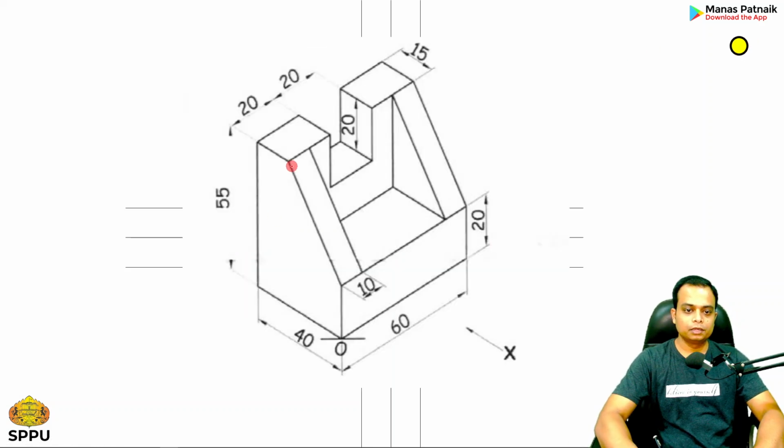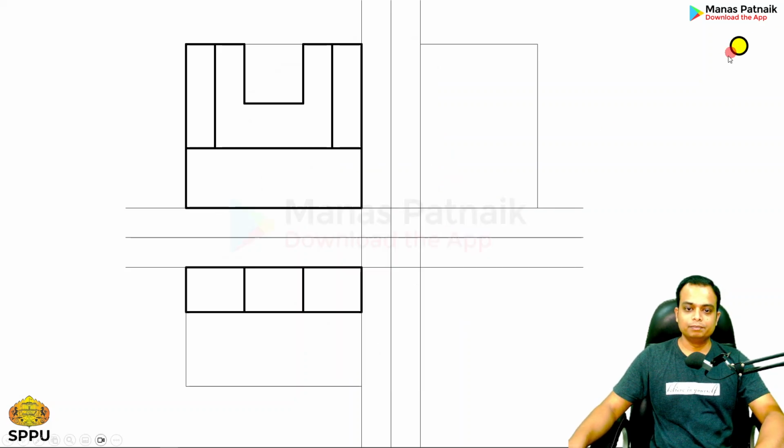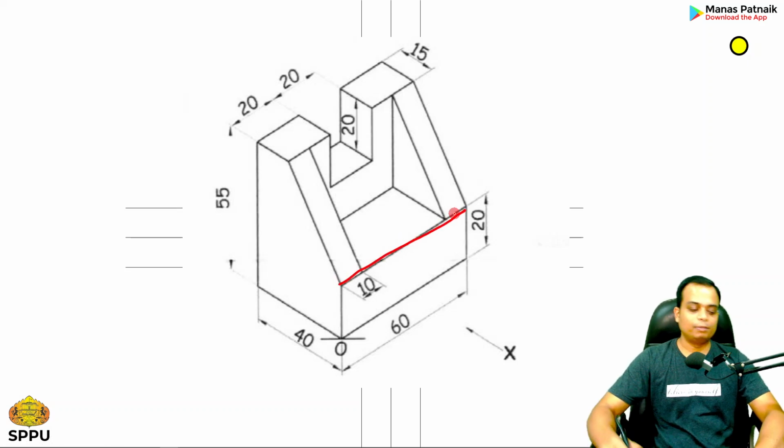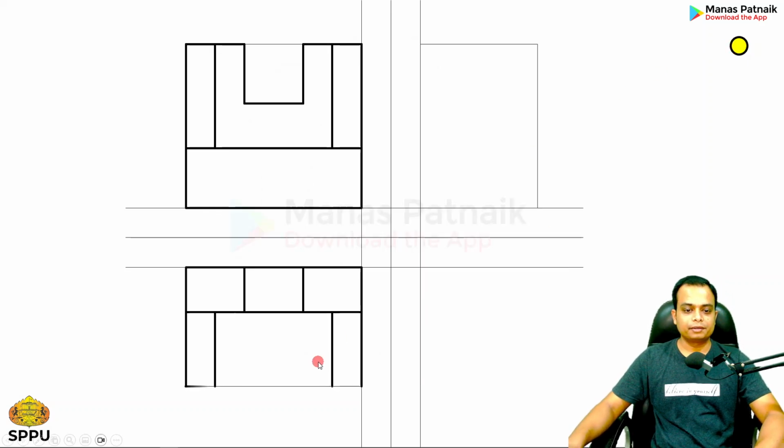Now what? These two lines are separated by 10 millimeters. Again, these two lines also are separated by 10 millimeters. Let's implement. Agreed. Very easy. Now, this one single edge will be visible clearly. And let me make it. Done. We are done with the top view.